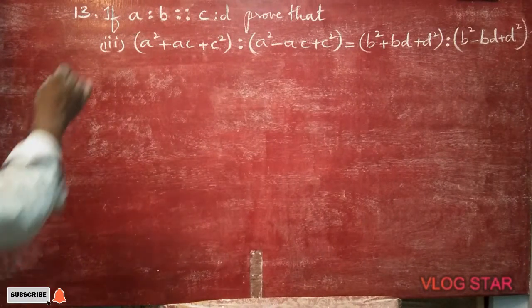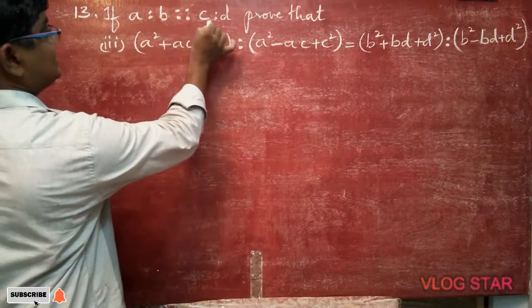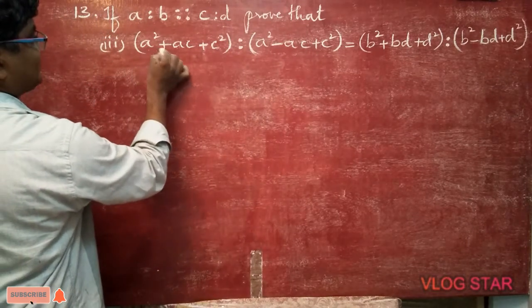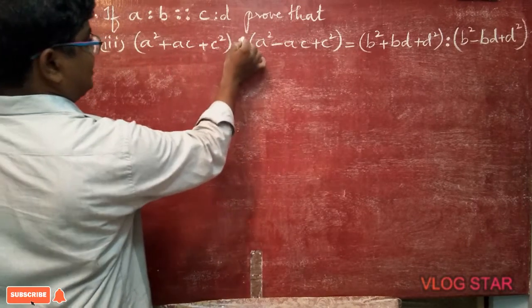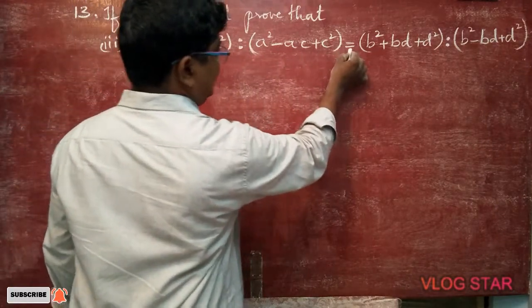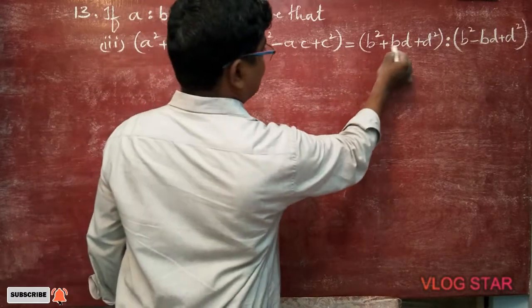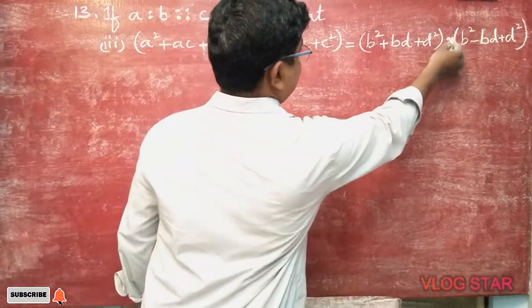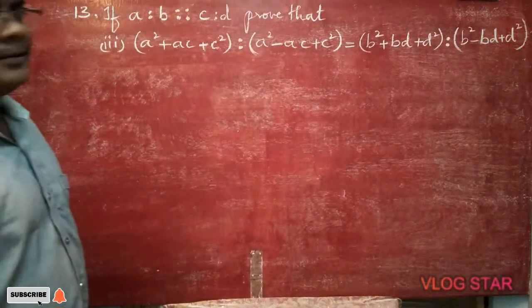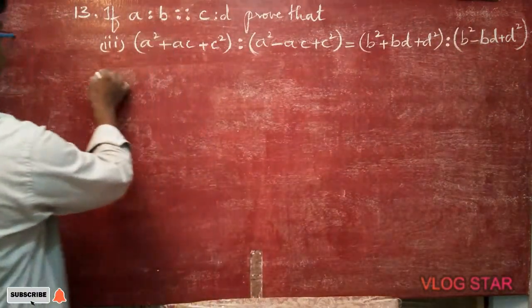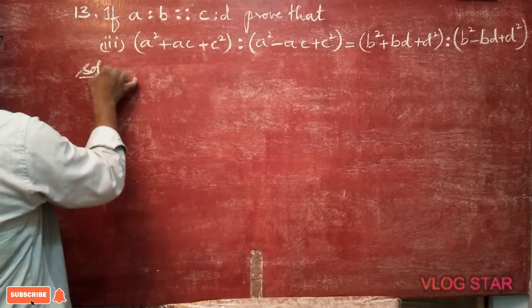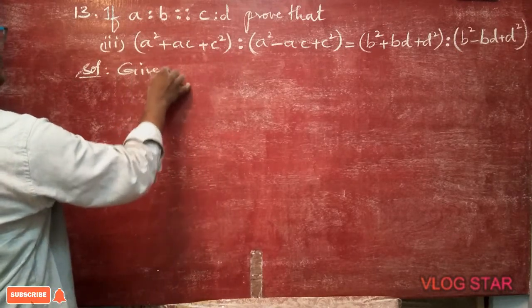13th problem. If A is to B as C is to D, prove that A square plus AC plus C square is to A square minus AC plus C square is equal to B square plus BD plus D square is to B square minus BD plus D square. Now they have given A, B, C, D are in proportion. The meaning of that is A, B, C, D are in proportion.